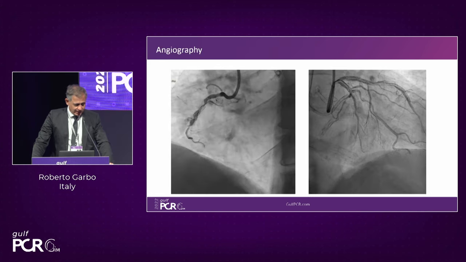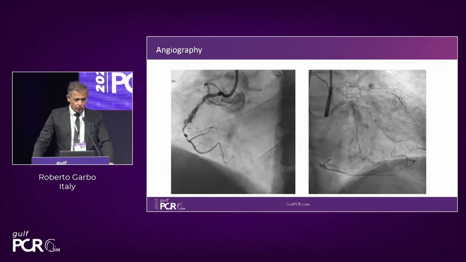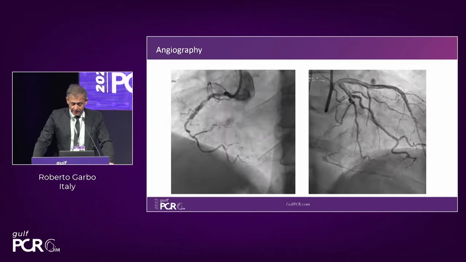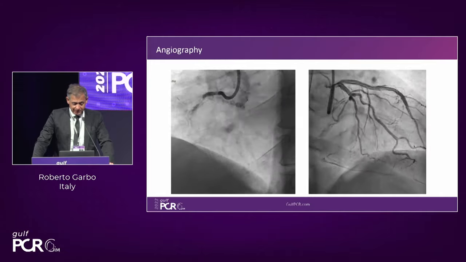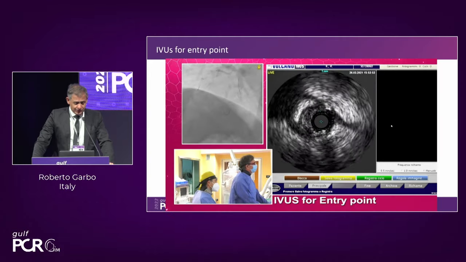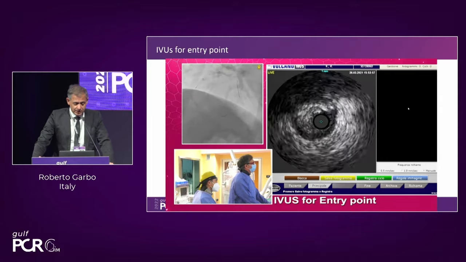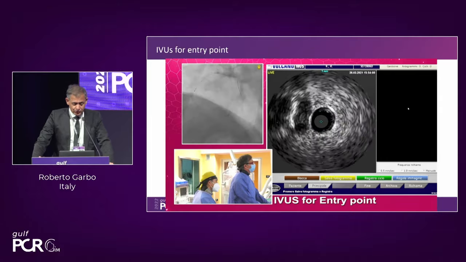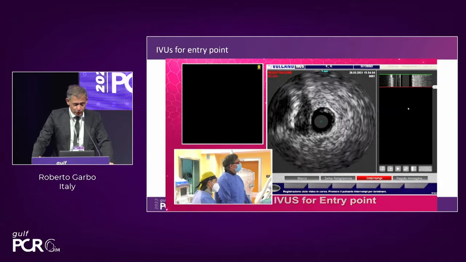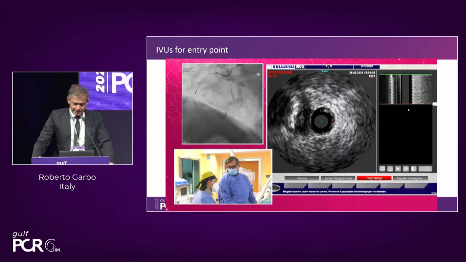This is the lesion. You can see here the complexity. We have in-stent restenosis, and the occlusion is in the middle of the right at the level of a bifurcation. And we have a good retrograde septal connection. So I start with the antegrade approach. This is IVUS-guided PCI because the entry point is ambiguous, and you can see here the IVUS clearly shows us the entry point. You can see we have a huge calcification at the level of the bifurcation, but it's clear.